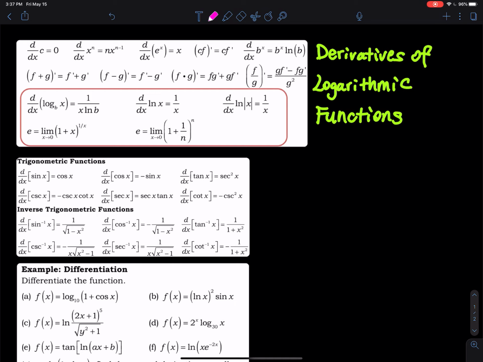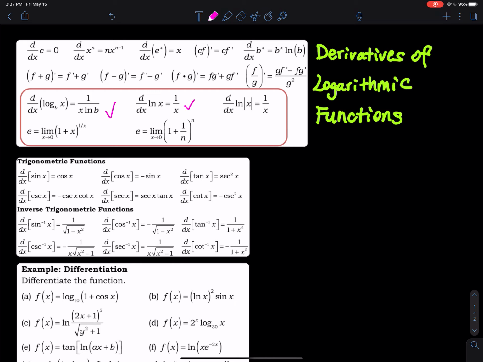So the first one, look at the red box. The first one is the derivative of the common logarithm, log base b of x. So that is 1 divided by x times ln b. And then we have the derivative of ln x. We will be using this all the time. It equals 1 over x. And then we have the derivative of ln absolute value of x, which equals 1 divided by x.